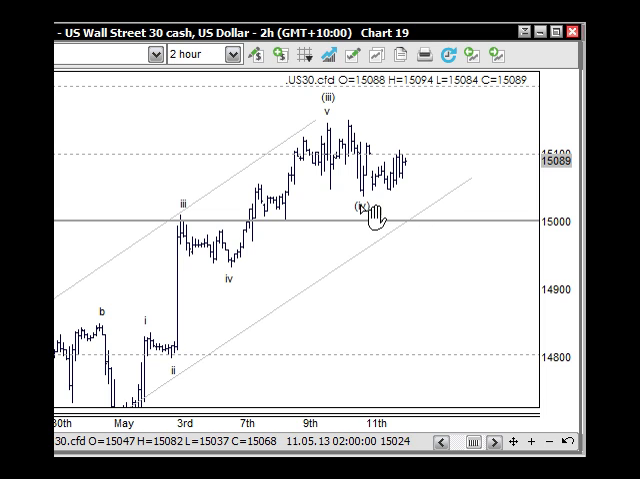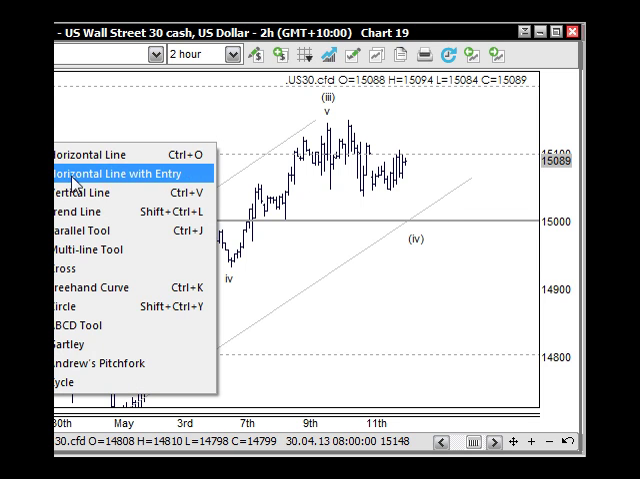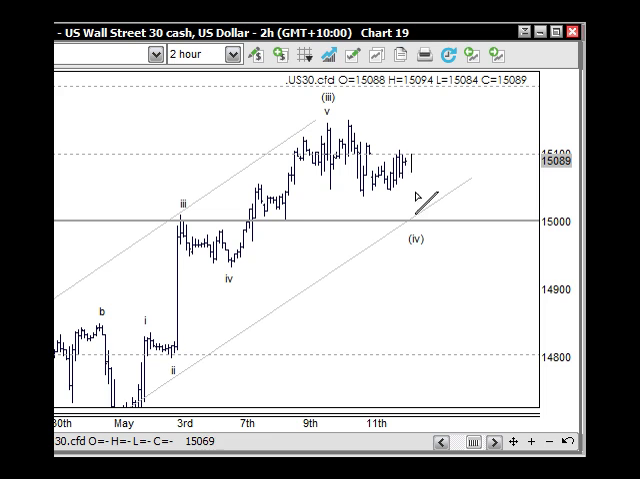The other side of this too is that the 15,000 here hasn't really had a good going over as such as a retest and so forth. So it is possible for this to move down back into the wave 4 of 1 lesser degree through to here as well.